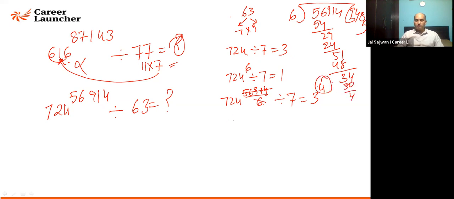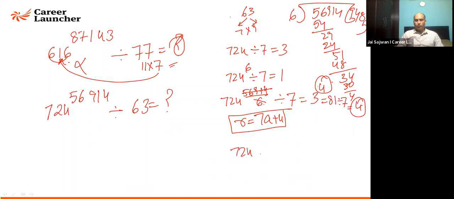Right? So I know the remainder is 3 to the power 4, which is 81, when further divided by 7. 7 11s are 77, remainder comes out to be 4. So I know when you divide the number by 7, remainder comes out to be 4. This is the first conclusion you are going to get. Now let's talk about the second one.